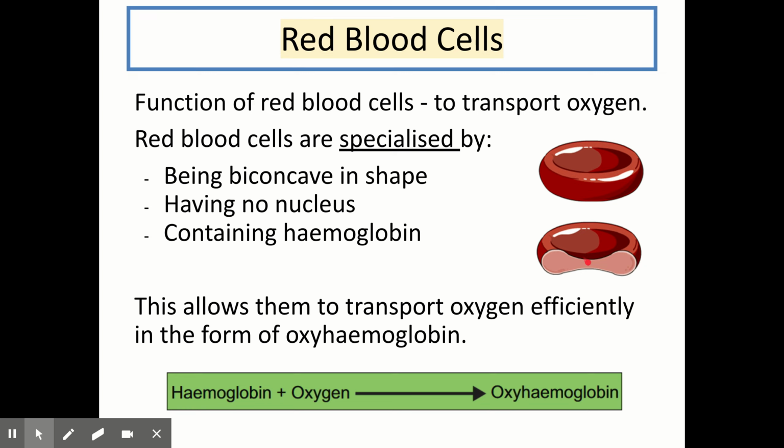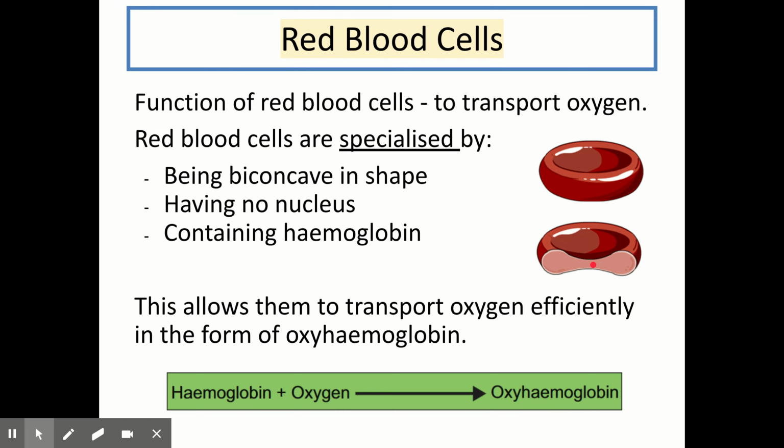This is called biconcave shape. This allows the red blood cell to have a higher surface area so that it can bind to more oxygen. If this surface was just rectangular instead, it wouldn't have as large a surface area, so this is one way the red blood cell is specialised, through having its biconcave shape.